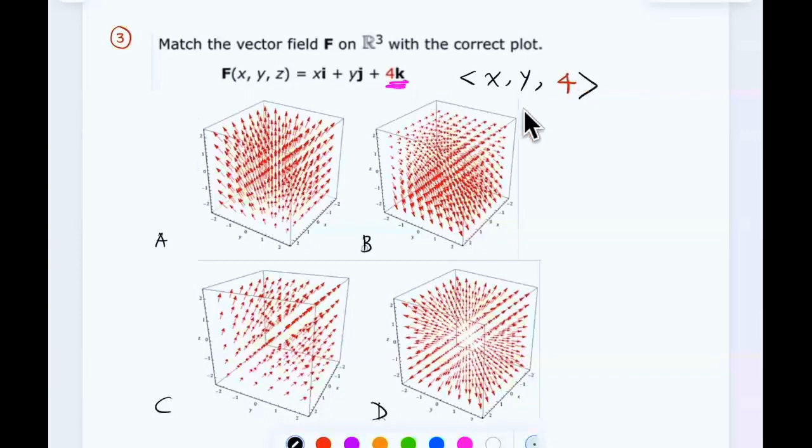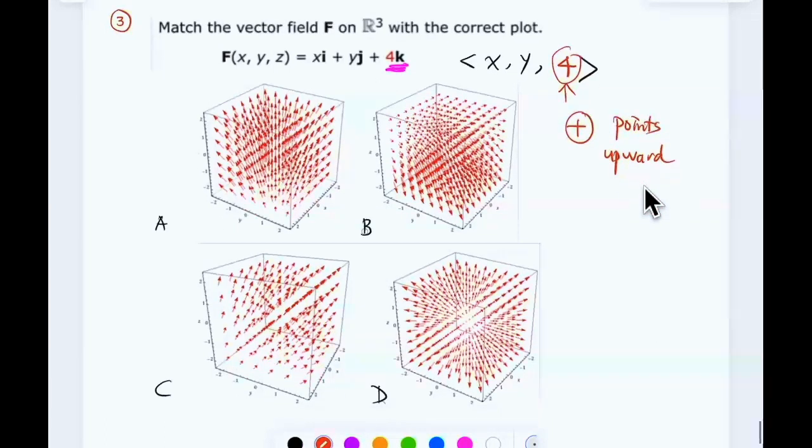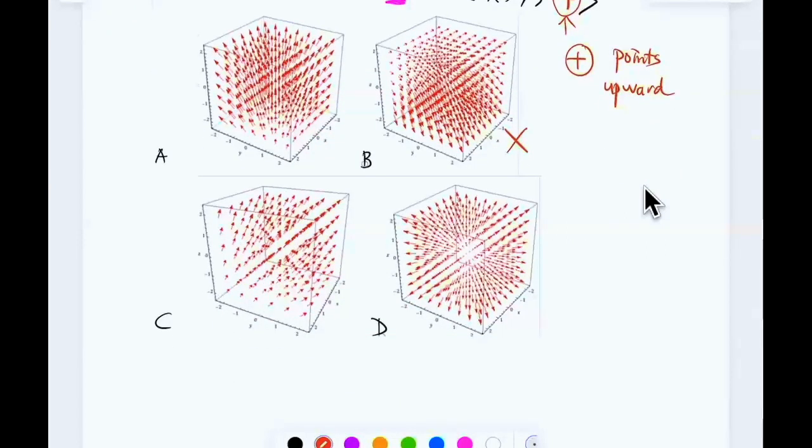Let's move on. Because this component here is positive 4, that means it has to point upward instead of downward. So if you see any one of them with an arrow pointing downward, you can eliminate it, right? This one here is pointing downward, so not this one. And this one over here is pointing up. This one here is pointing downward. So these two we can eliminate, right? They have arrows pointing downward.